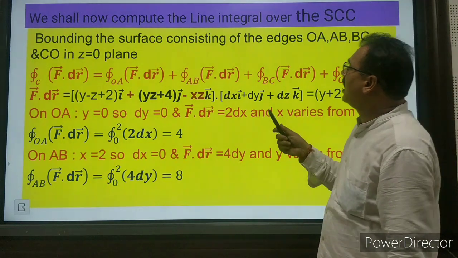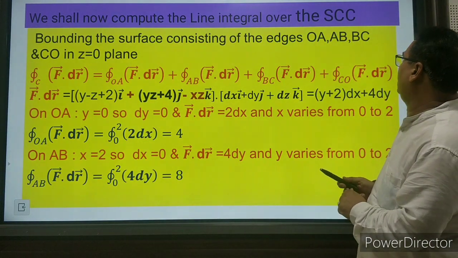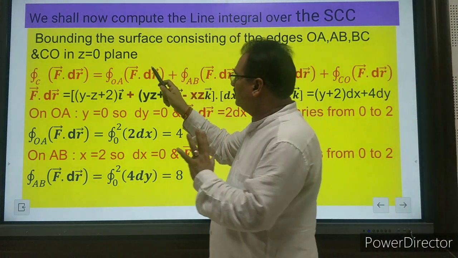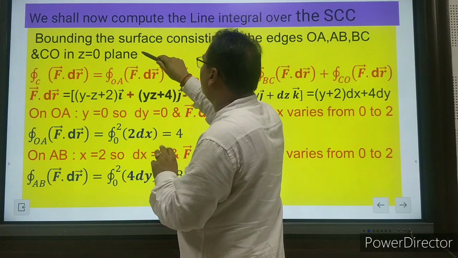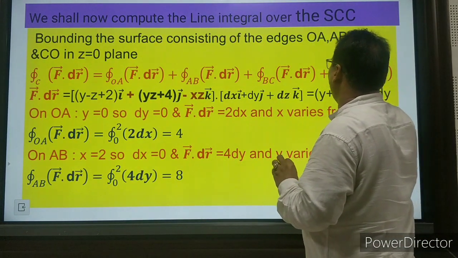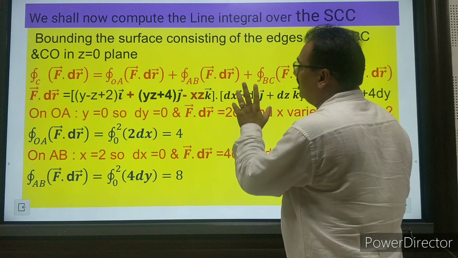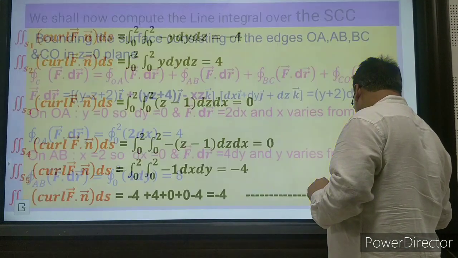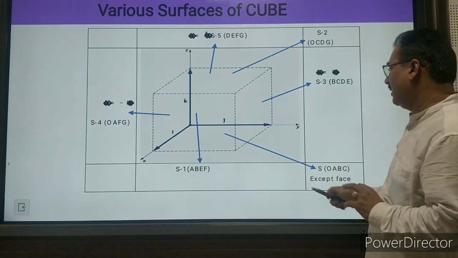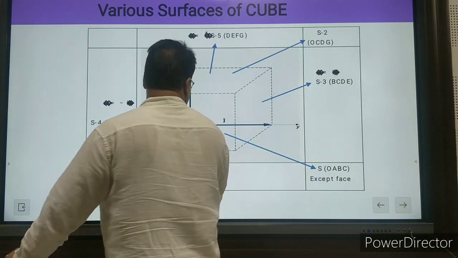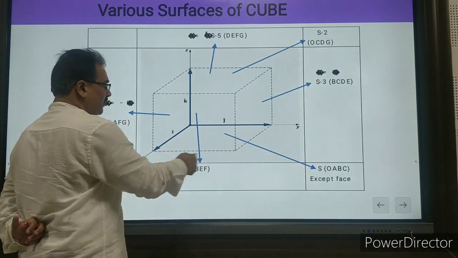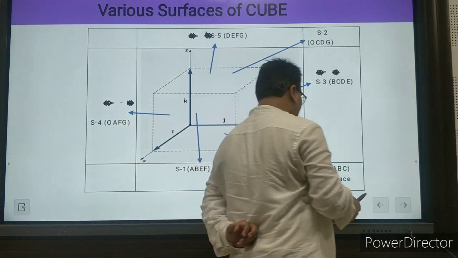Now we shall compute the line integral over the simple closed curve bounding the surface, consisting of the edges OA, AB, BC and CO in the z equal to 0 plane. As I said, we had excepted the base earlier. So now this is O, A, B, C. Now we are going to talk about this base surface, that is O, A, B, C.